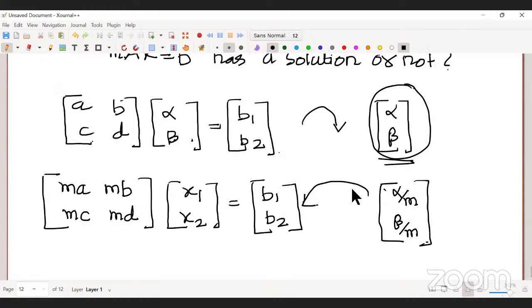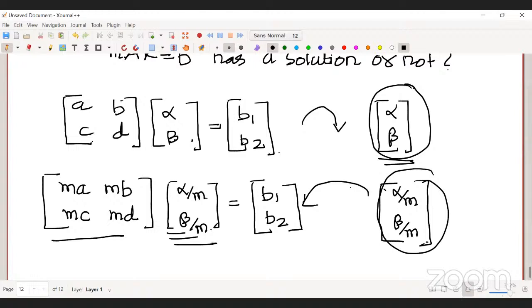So now we want to find some x1 and x2 such that if I substitute them here in place of x1 and x2, I should get an equality, right? So you try with alpha by M and beta by M in place of x1 and x2. You multiply this matrix with this one, and you see whether you are getting B1 and B2 or not.